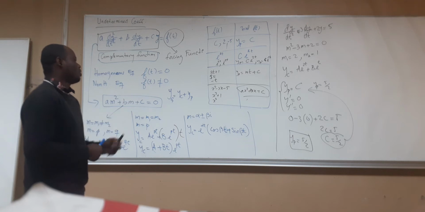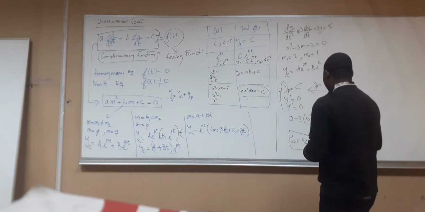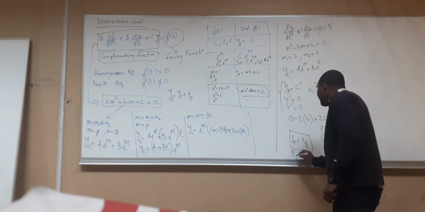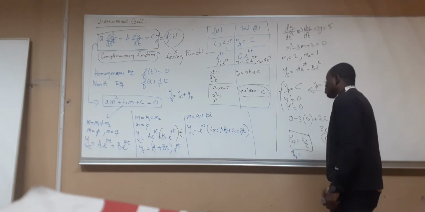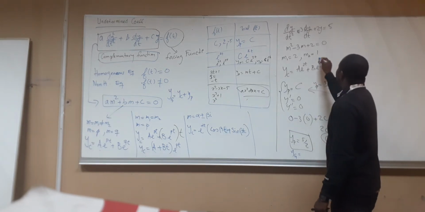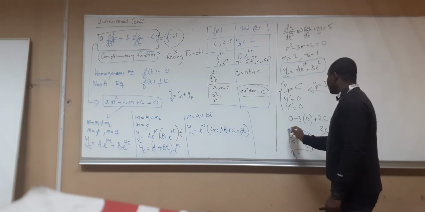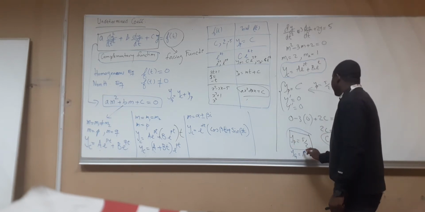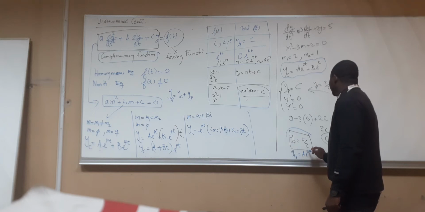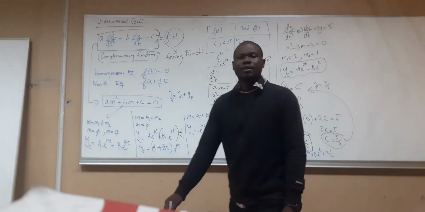Okay? So for this equation, our final answer will be yg equal to, we have your yc here, and then we have your yp here. So it's going to give you a e to the power 2t plus b e to the power t plus 5 over 2. Alright?